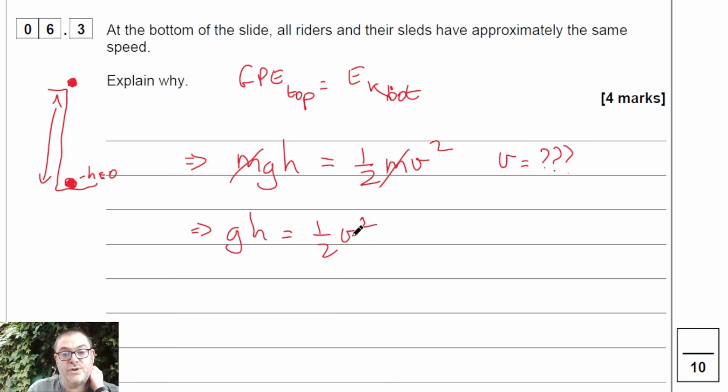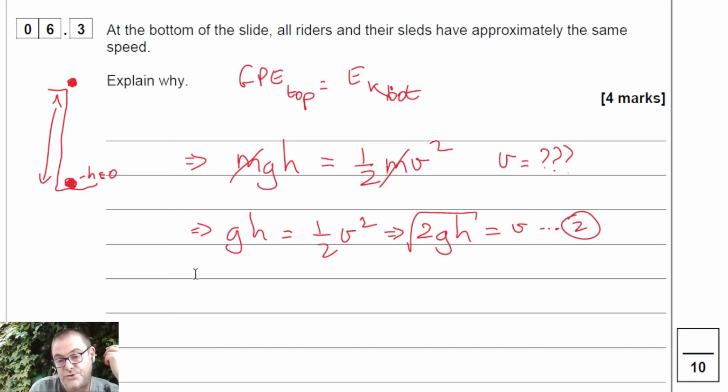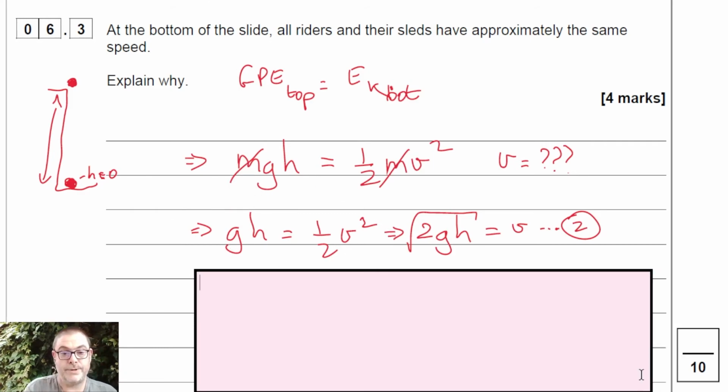Now, in order to get v on its own, we need to multiply by 2 to get rid of the half. So that implies that 2gh equals v squared. So in other words, we can now take the square root of 2gh, and that will give us v. And there's our answer. So the velocity is equal to the square root of 2 times g times h, and you'll probably get 2 marks for that. So we've got to the point of saying that there is no mass in our equation. So let's see if we can put that into some sort of sentence to describe why they all have the same speed.